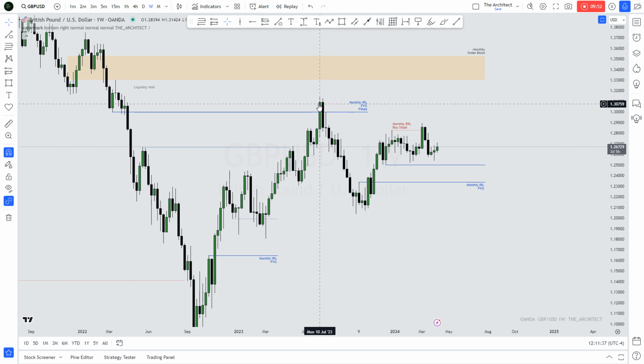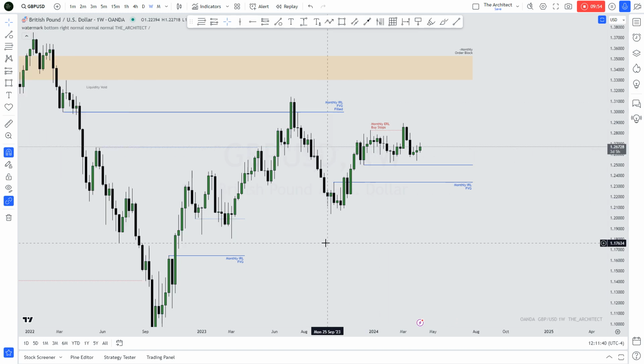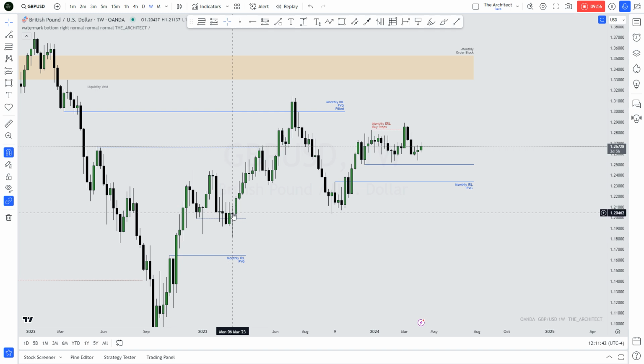So already, what do we see the market doing? It delivers lower, right? And it delivers specifically towards this last bearish candle over here.